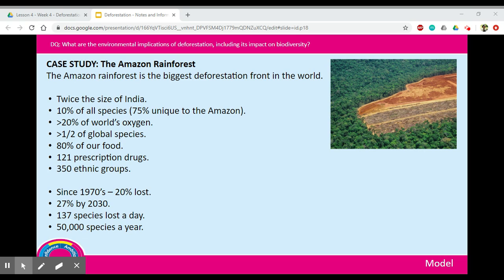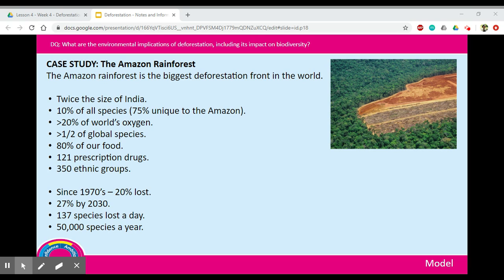The Amazon rainforest produces over 20% of the oxygen for the entire planet. Over half of the global species survive in the Amazon rainforest. We get 80% of our food from the Amazon rainforest. 121 prescription drugs are derived from plants within the rainforest, and 350 different ethnic groups actually live within the rainforest as well.